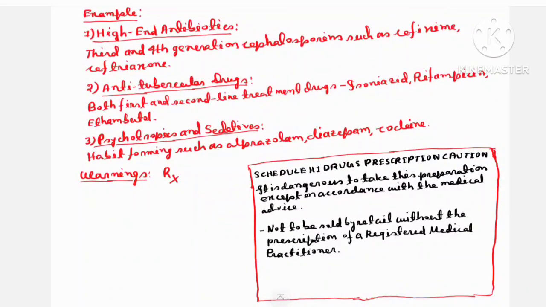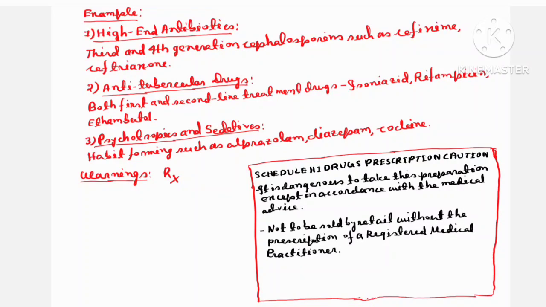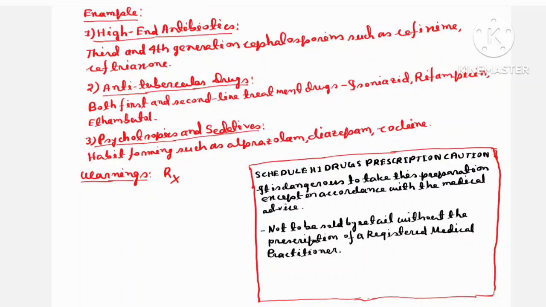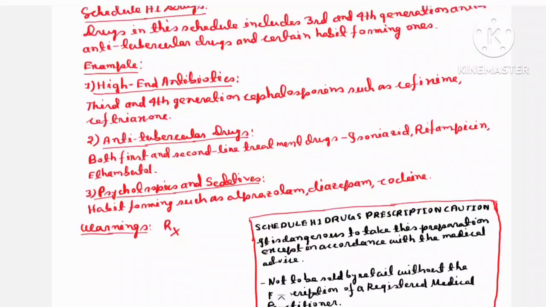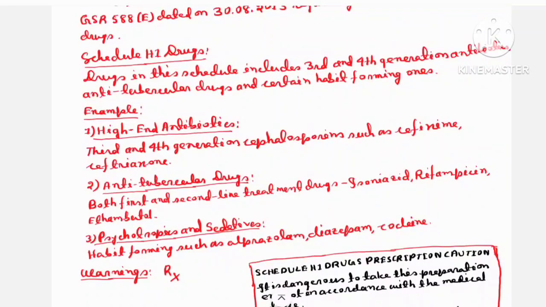And in the case of Schedule H drugs, the warning is: not to be sold by retail without the prescription of a registered medical practitioner. But in the case of H1 drugs, there is one more thing: it is dangerous to take this preparation except in accordance with the medical advice, because it is a stricter schedule than Schedule H. However, ophthalmic drugs and drugs for topical use are covered under Schedule H and not under Schedule H1. These are some of the drugs of Schedule H1, and there are many more.